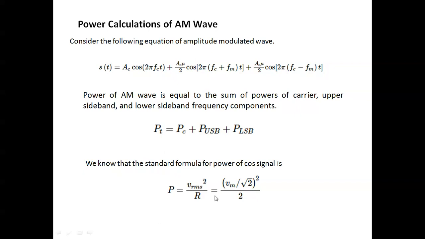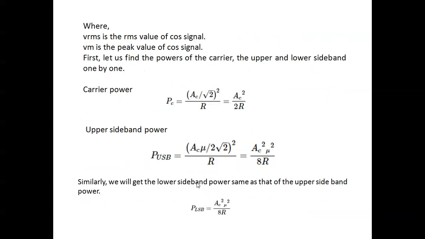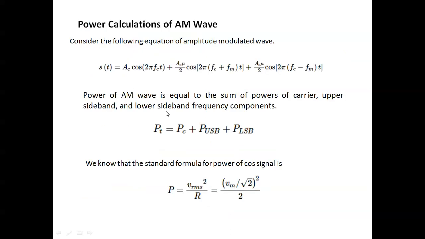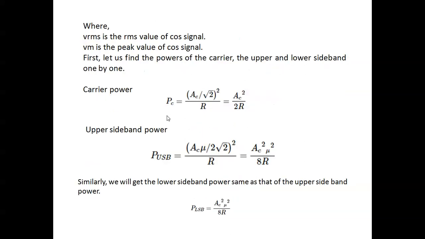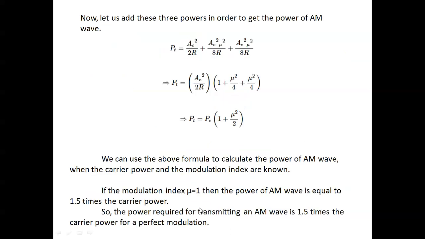So P is equal to Vrms squared divided by R. This is the standard formula for the power of a cos signal, where Vrms is the RMS value of the cos signal and Vm is the peak value of the cos signal. First we consider the carrier: PC, applying from the equation, is Ac divided by root 2, squared. Then the upper band gives this equation, and the lower band gives this equation.